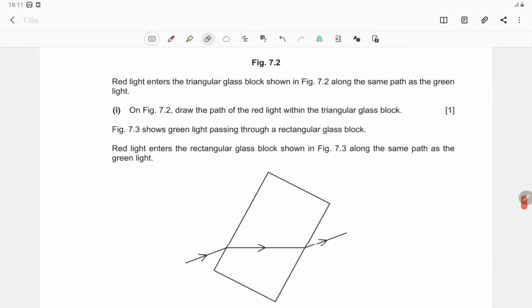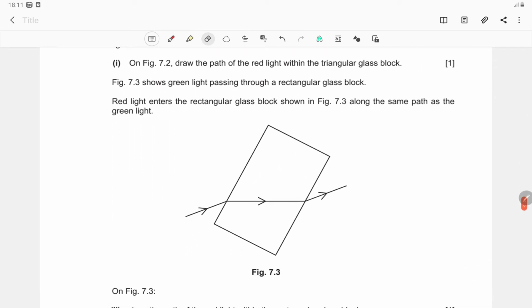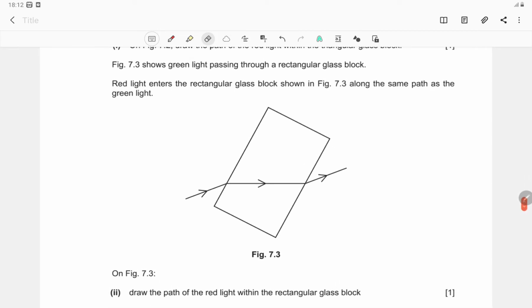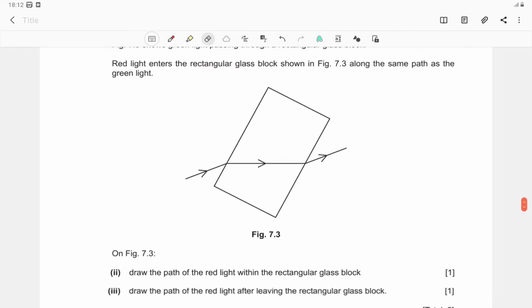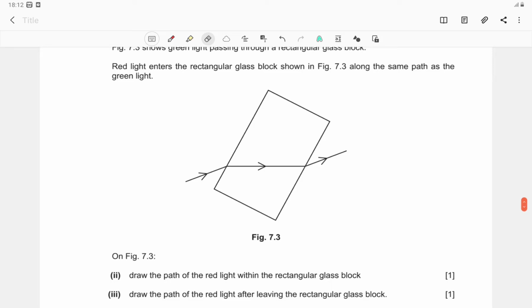Next, figure 7.2 shows green light passing through a rectangular glass block. Red light enters the rectangular glass block shown in figure 7.3 along the same path as green light. Draw the path of red light within the rectangular glass block. And the third part is draw the path of red light after leaving the rectangular glass block.